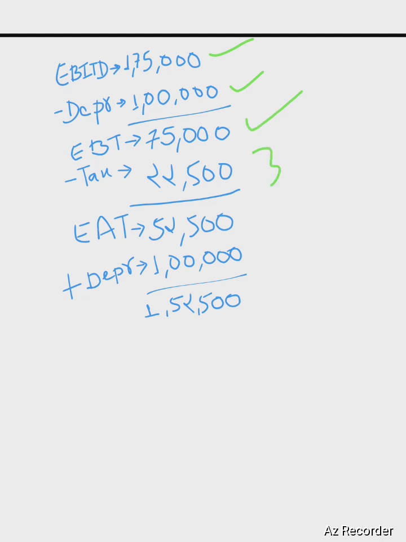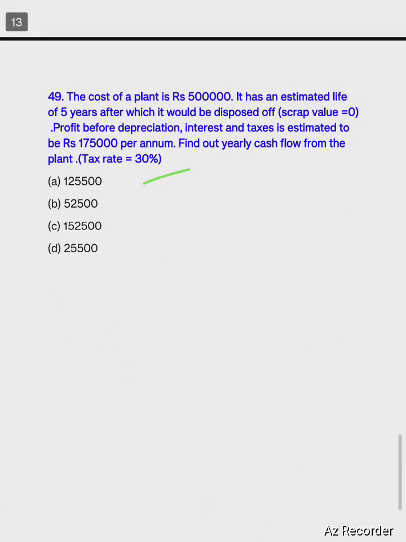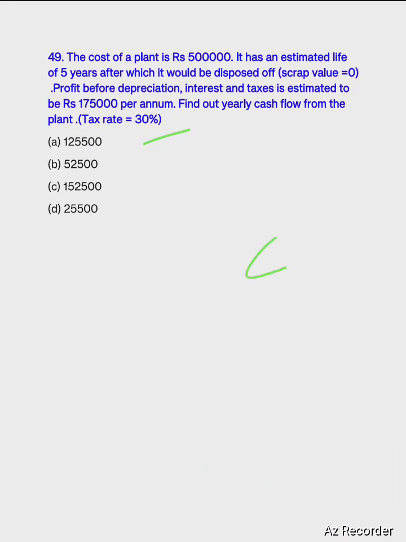Tax rate is 30%. So 30% comes to 22,500. Then earning after tax is 52,500. And for the purpose of this cash flow, you add back your depreciation. The answer will be 1,52,500. So the answer will be option number C in the given question.